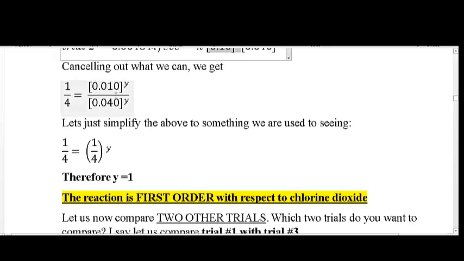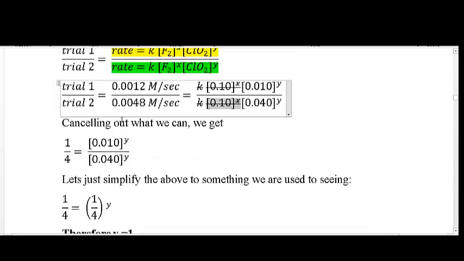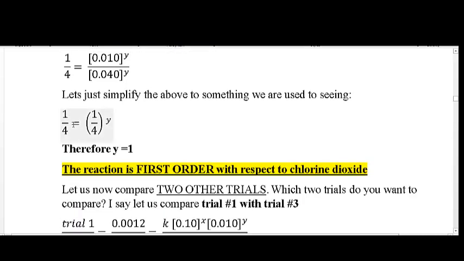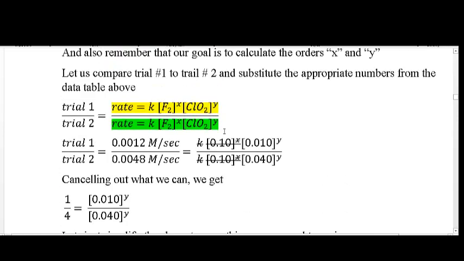Now I can group this whole thing under the exponent y, which is what I did here. And 0.0012 divided by 0.0048, the molarity per second cancels out, and I get 1/4 equals 1/4 to the power of y, which is equal to 1. So chlorine dioxide, from its perspective, is going to be a first order decay. First order decay for chlorine dioxide. So y is equal to 1, so this exponent is equal to 1 here.